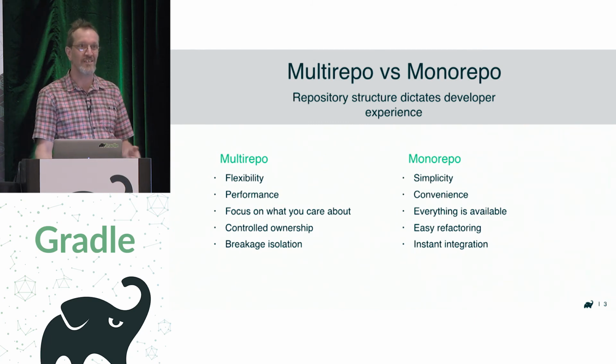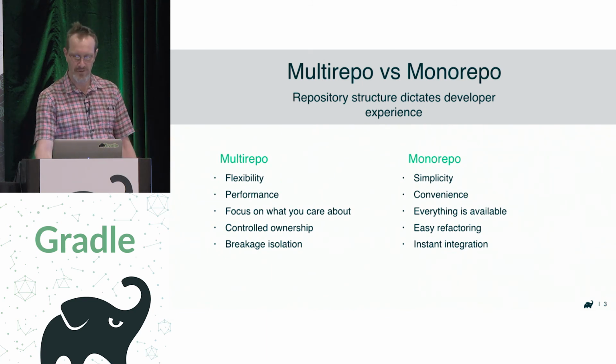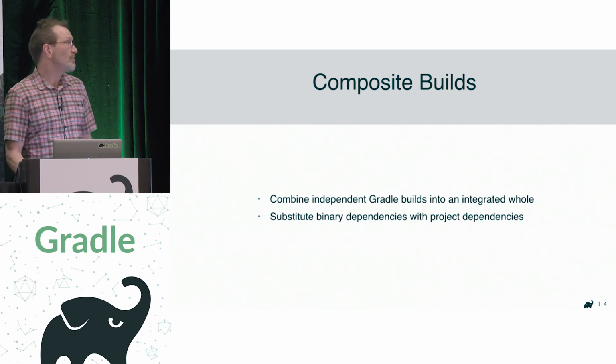It's not perfect, it's an evolving thing, and there are other tooling issues, like the IDEs need to improve, and our source control integration needs to improve, but Gradle's taking a step in the right direction, I think, with composite builds. So what are composite builds?